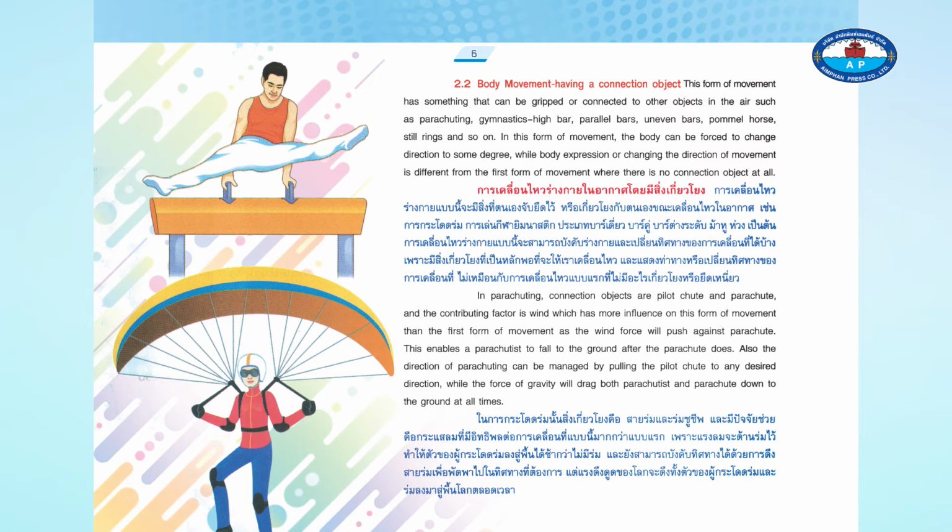In parachuting, connection objects are pilot chute and parachute, and the contributing factor is wind, which has more influence on this form of movement than the first form of movement, as the wind force will push against the parachute. This enables a parachutist to fall to the ground after the parachute does. Also, the direction of parachuting can be managed by pulling the pilot chute to any desired direction, while the force of gravity will drag both parachutist and parachute down to the ground at all times.